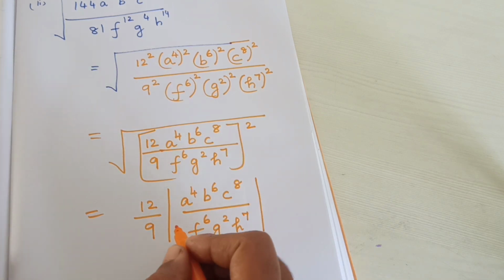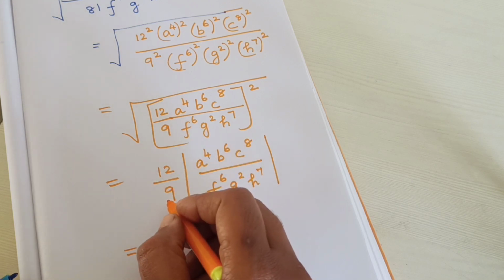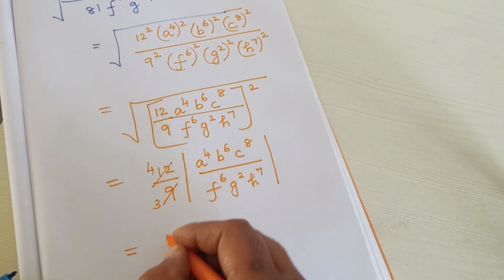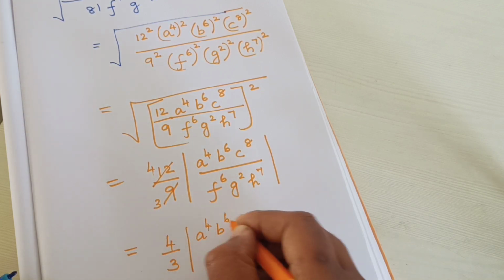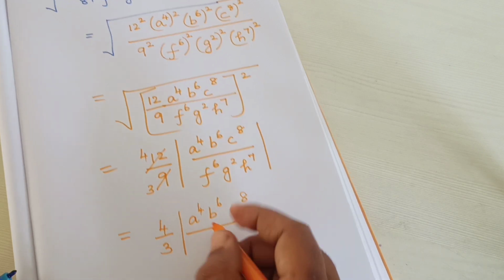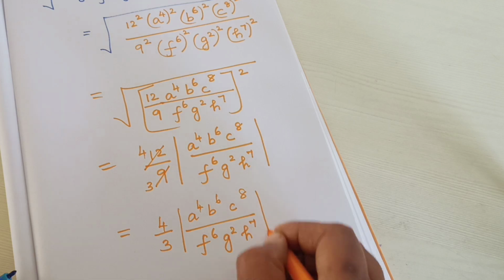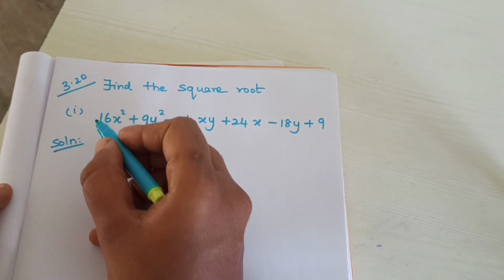Okay. If there are any common numbers, you can cancel them also. So here 12 and 9 come under which table? Third table. So we can cancel this: 4 times, 3 times. So the final answer is 4 by 3, a^4, b^6, c^8 divided by f^6, g^2, h^7. That's all. See, this is example 3.20.